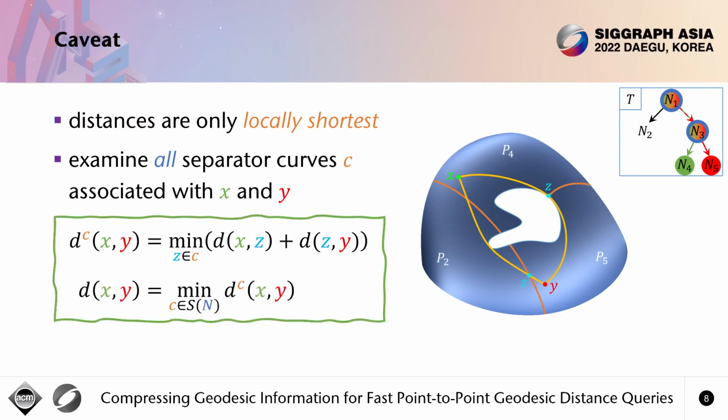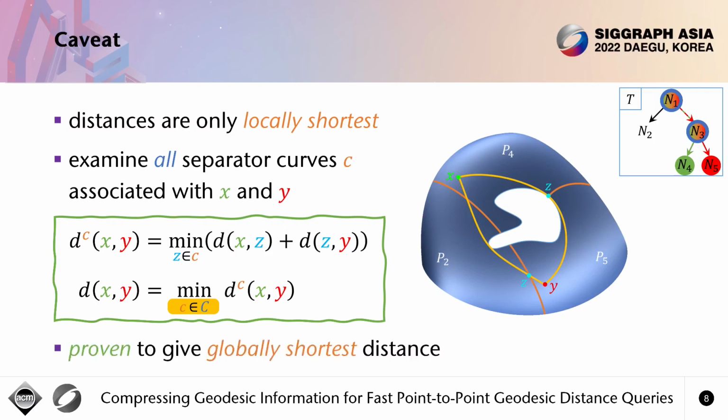So taking then again the minimum of all these paths that we have found, we find the shortest geodesic distance. So the only change to what we said before is to not only examine the separator curves belonging to the least common ancestor node, but to do it for all separator curves that are associated with both points x and y. And in the paper we prove that this method is guaranteed to always give the globally shortest geodesic distance between 2 points.